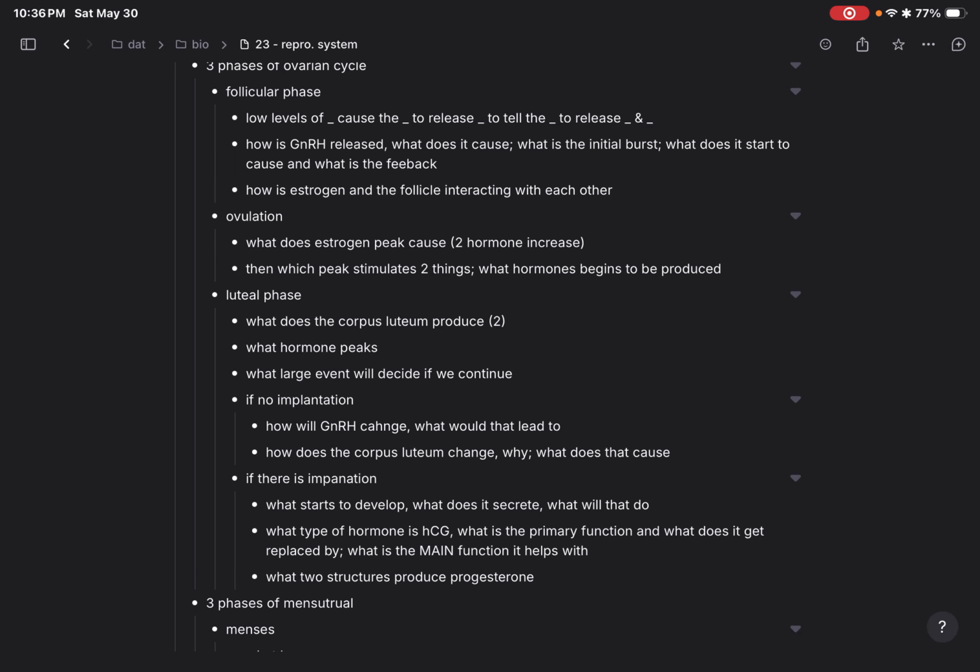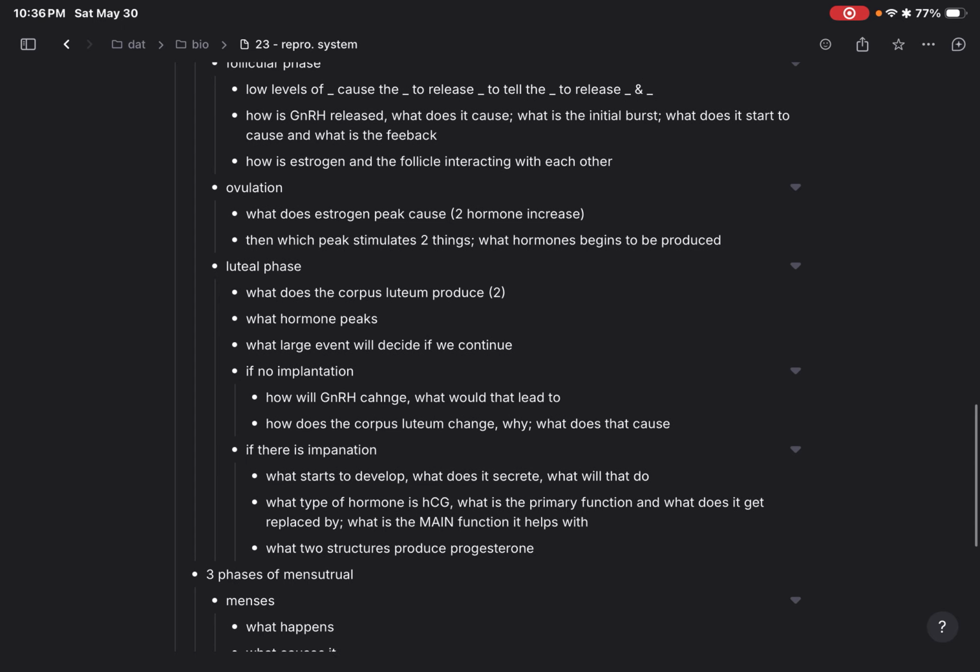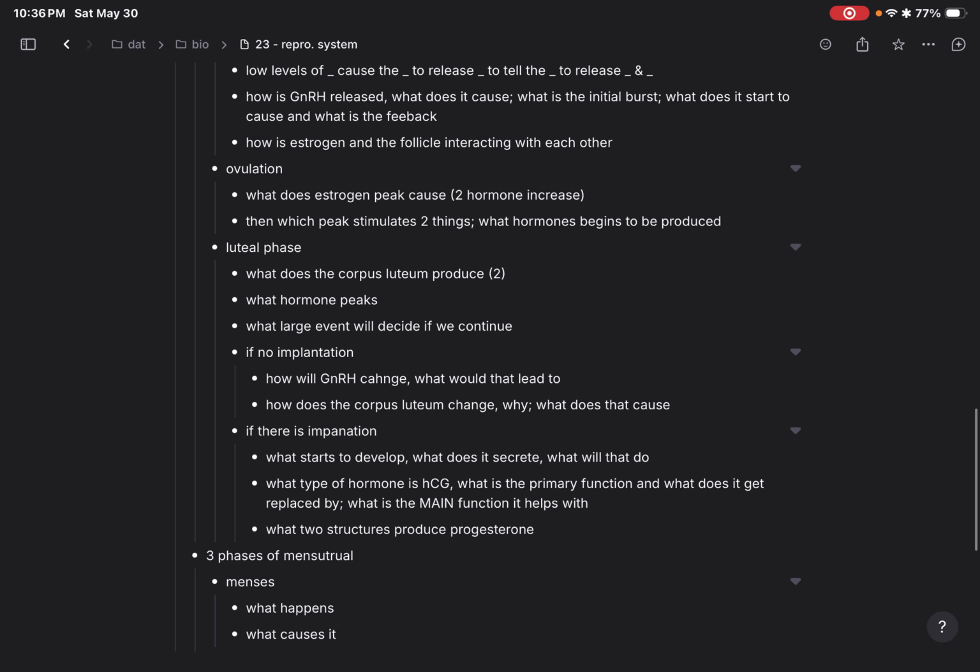Wait, what does it cause? What is the initial burst? It causes FSH to increase.